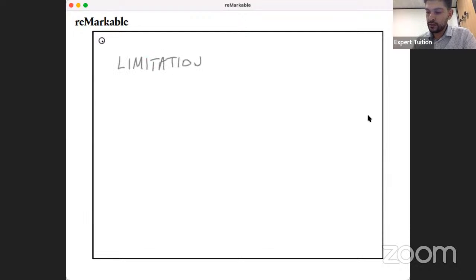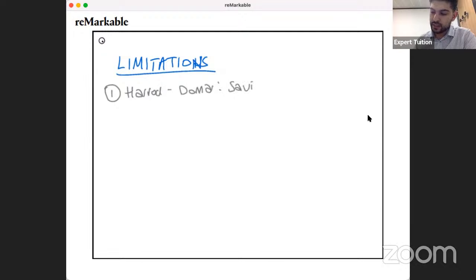Limitations. Bear in mind, by the way, it's also known as constraints to economic growth and development. Same thing. Okay. Number one, the first one that I want to address and make sure you know how to talk about is the Harrod-Domar model, and it's specifically called the savings gap. Let's talk about the savings gap and how from the data you could identify that it might exist even if it doesn't explicitly state it.